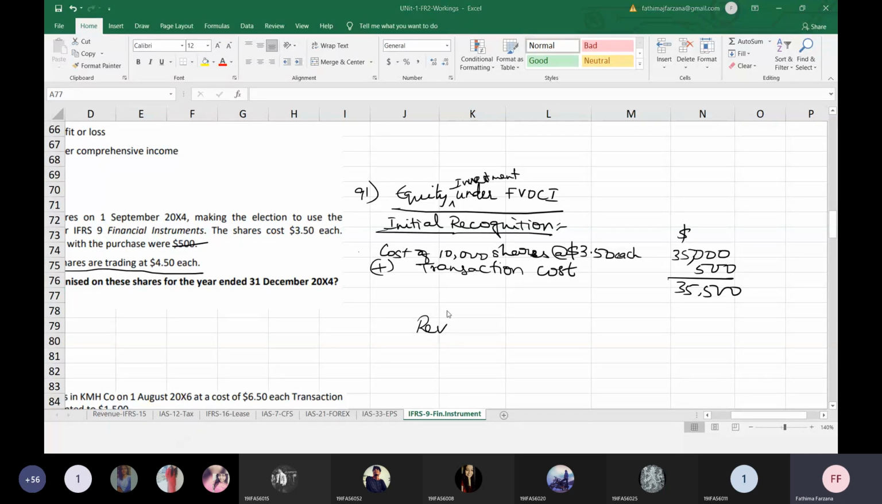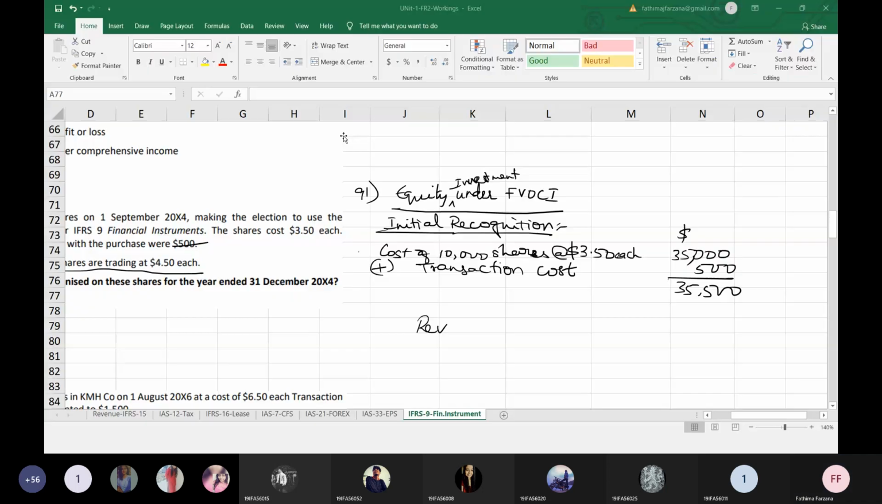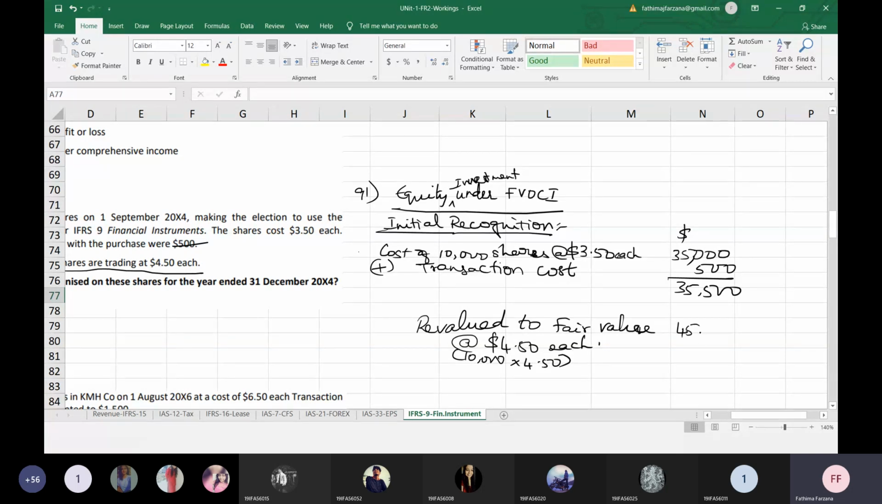Go to the theory again. If you see, investments are revalued at the end of the year, and gain or loss is transferred to OCI and then to investment reserve in equity. Correct. So revalued to fair value. What is the fair value? 4.50 each. So now it is 10,000 into $4.50, so it is 45,000.